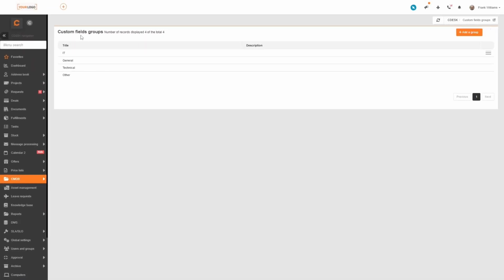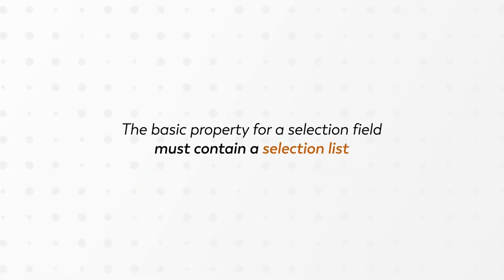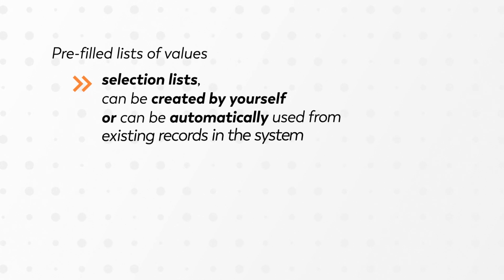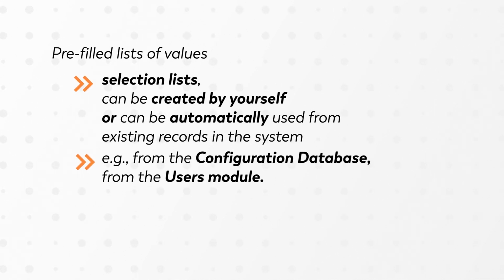The basic property presents the kind of information that was already mentioned in the introduction. The basic property for a selection field must contain a selection list, pre-filled lists of values. Selection lists can be created by yourself or can be automatically used from existing records in the system, e.g. from the configuration database from the users module.